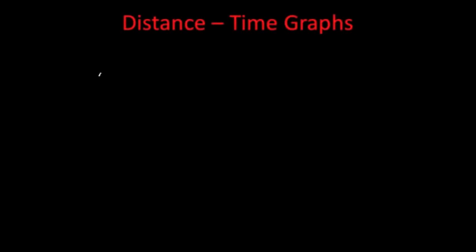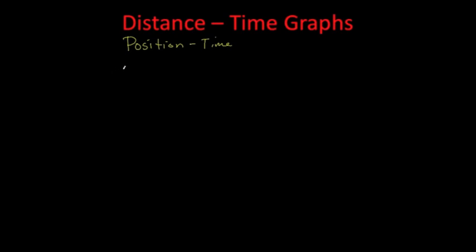Today we're going to discuss distance time graphs. Sometimes people refer to distance time graphs as position time graphs. A position time graph, or I should say a distance time graph, is simply a visual representation of the motion of a person or object.